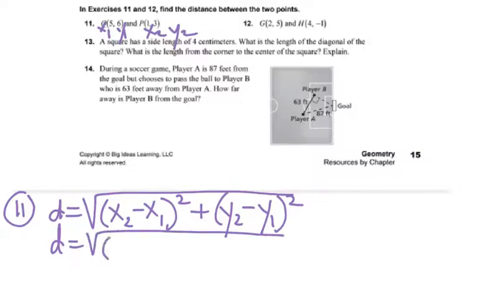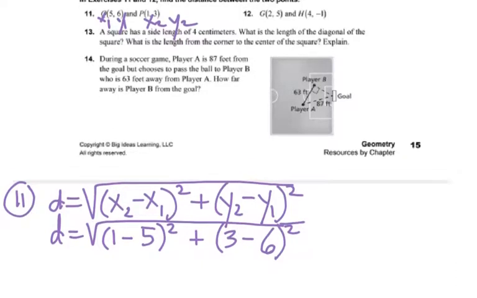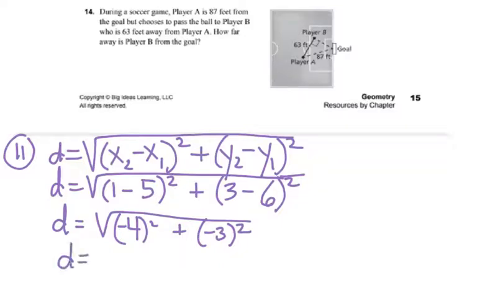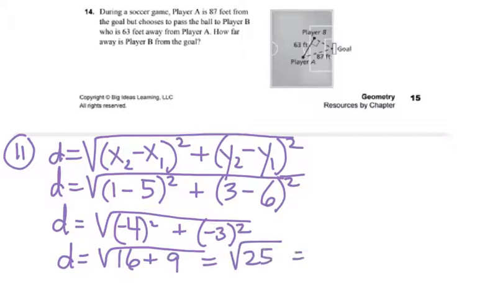So x2 is 1, x1 is 5, y2 is 3, y1 is 6. So D equals the square root of 16 plus 9. That's the square root of 25. So the distance is 5.